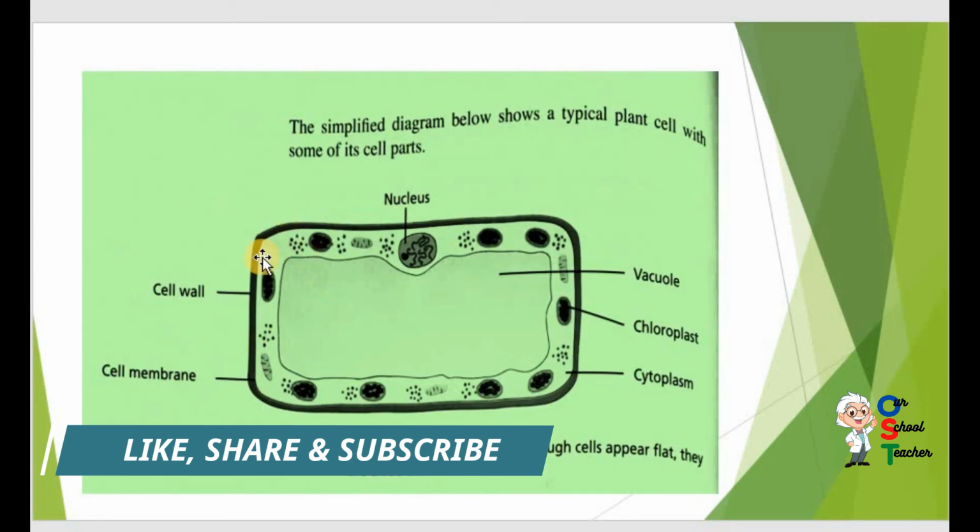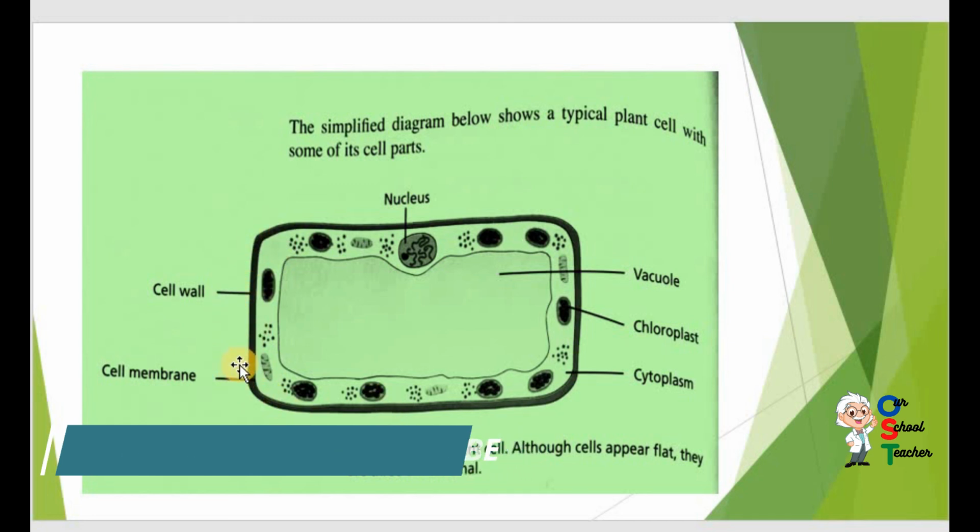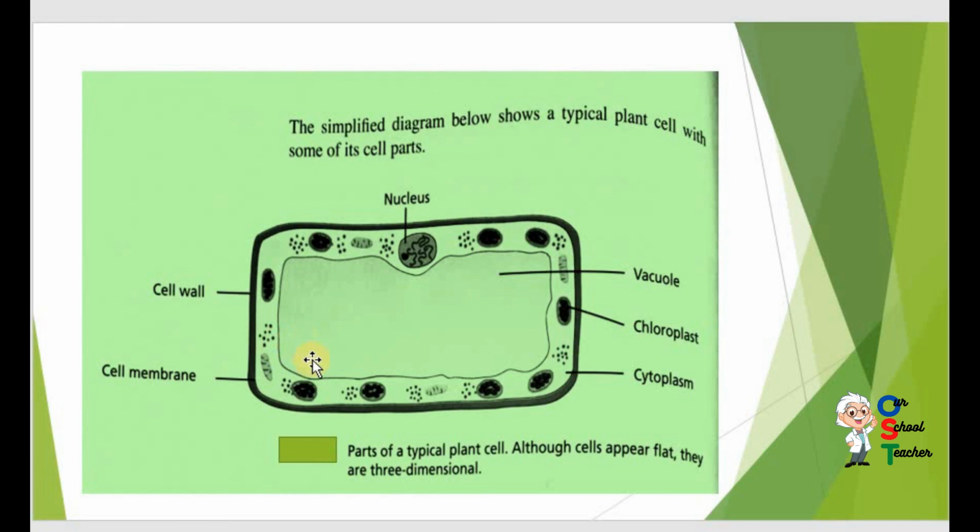Again, you can revise or you can label this diagram: cell wall, cell membrane, nucleus, chloroplast, vacuole, and cytoplasm. So these all are parts of the cell, and I have told the function as well. You have to read all these structures with their functions, and you have to solve a worksheet which I will give after this.